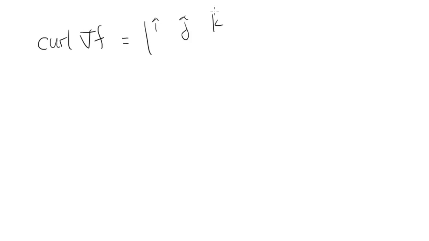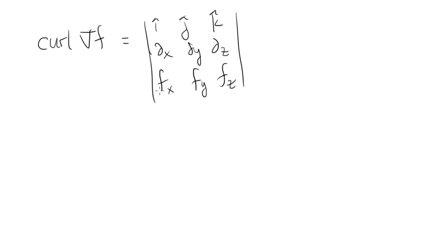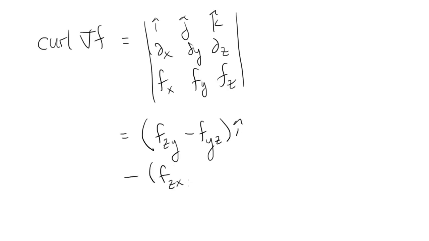i, j, k. I component, and I get the two mixed partials. J component, two mixed partials, and the K component, two mixed partials. All the mixed partials are the same, and so they cancel out.